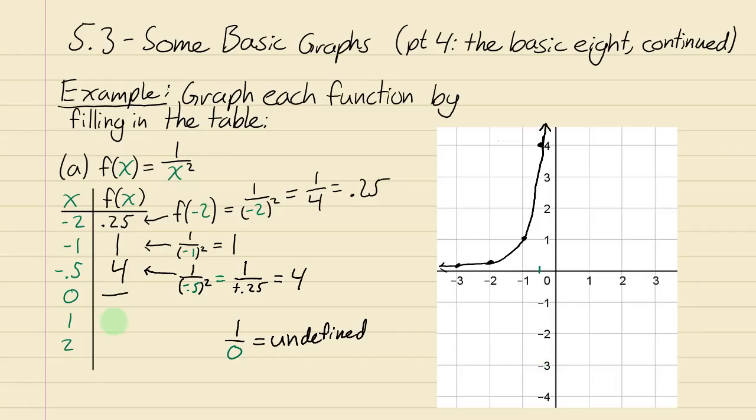If you plug in 1, you'll just get 1 over 1, which is 1. 1 over 2 squared will become 1 over 4, which is 0.25. So it's got that point and that point. Also, I didn't mention this, but if you plug in something like x equals +0.5, you'll still get 1 over 0.25, which gives you 4. So this one is symmetrical across the y-axis like this. And the y-axis is an asymptote, and the x-axis is also an asymptote.